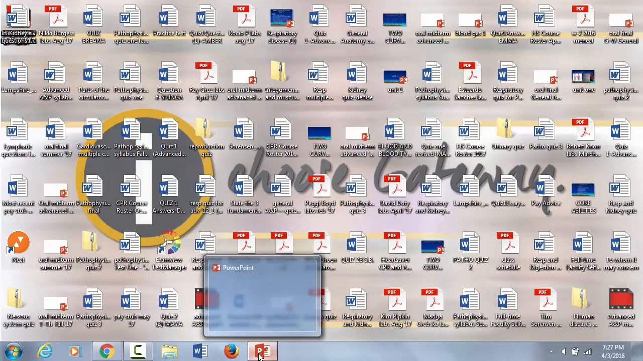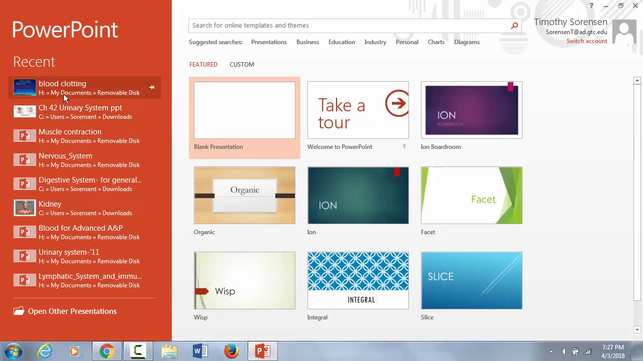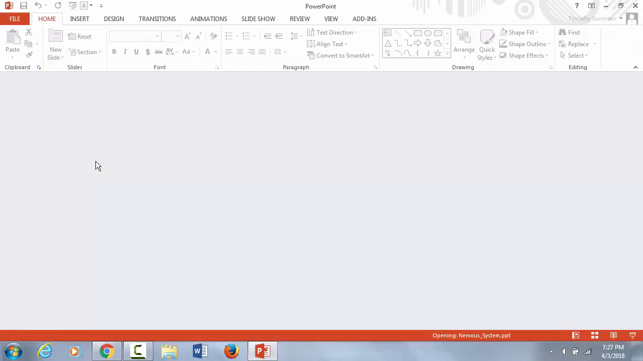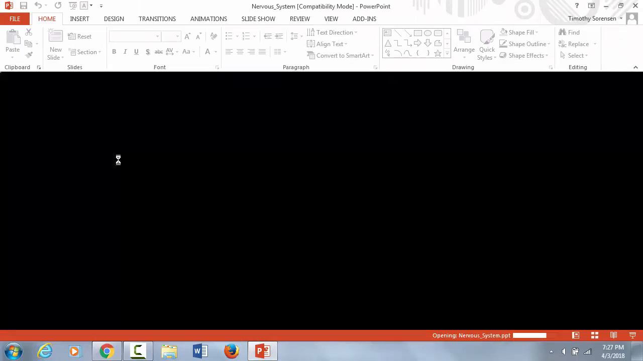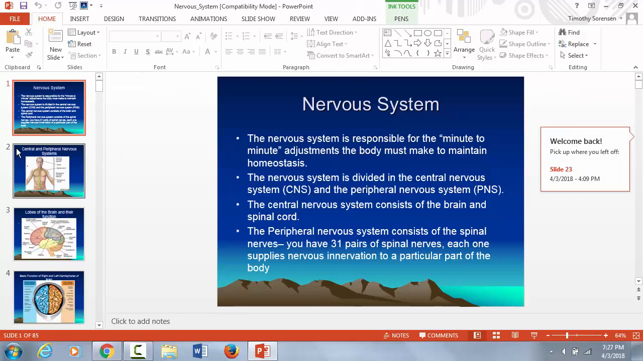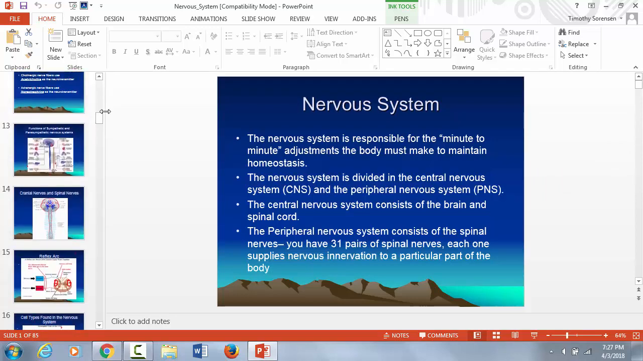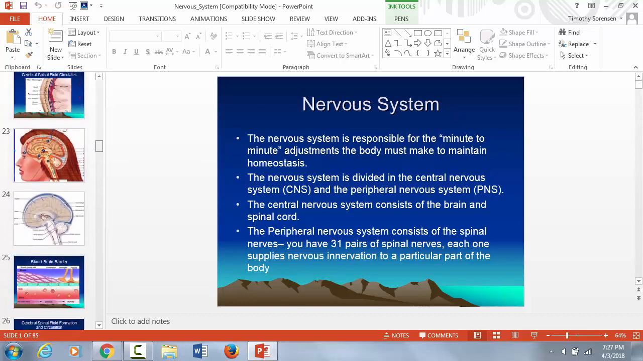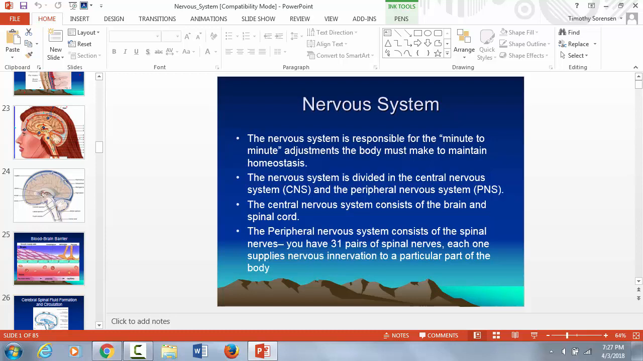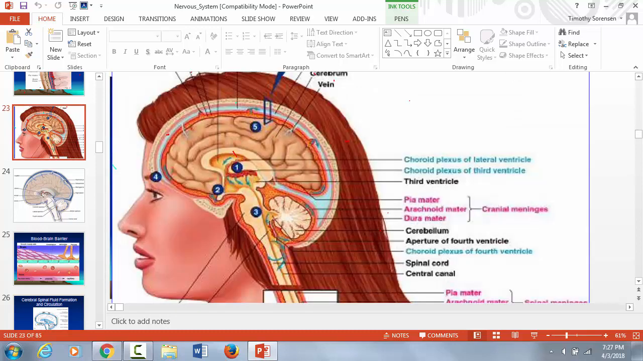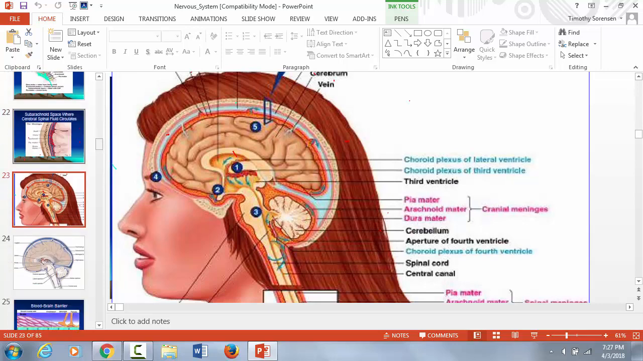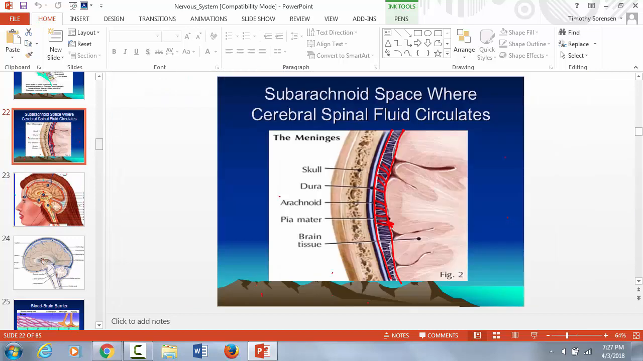Okay, here we go. We did blood clotting, muscle contraction. Here we go, nervous system. Okay, hang on. We're going to review this really quick. What I want to do is review some of the anatomy of the central nervous system, just as a review. Is that okay with you? Yes. All right. First of all, what are the 3 protective layers of the brain and spinal cord? What are the 3 layers?